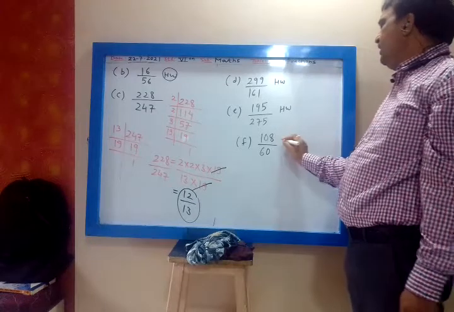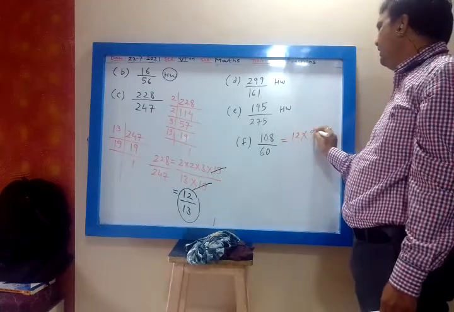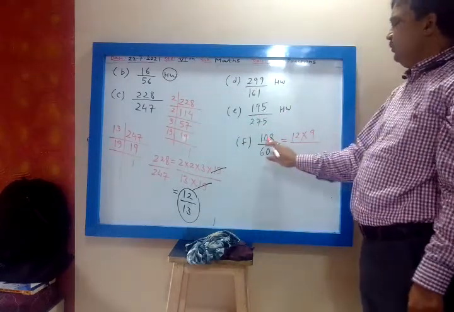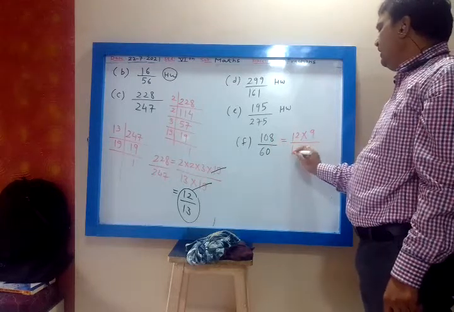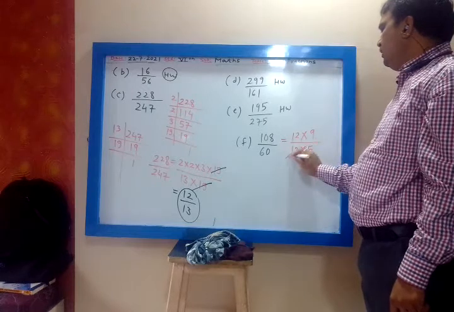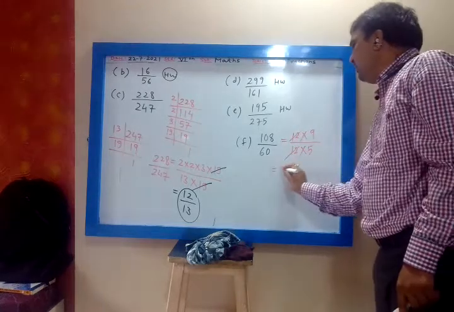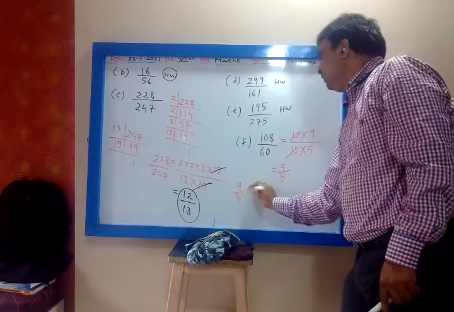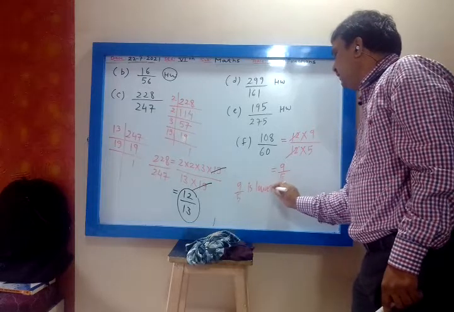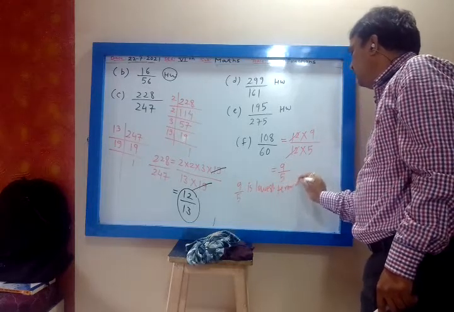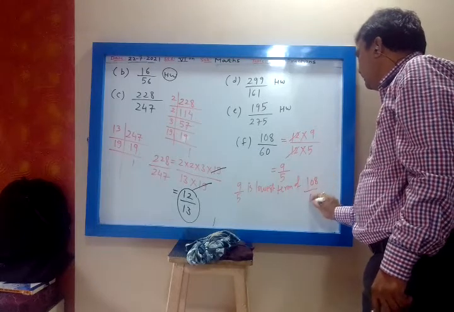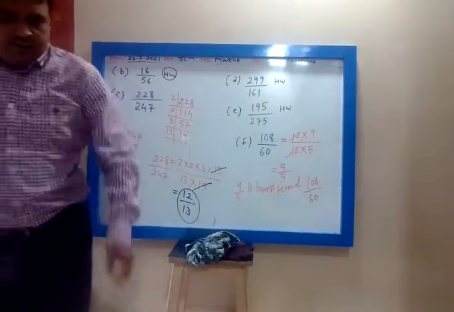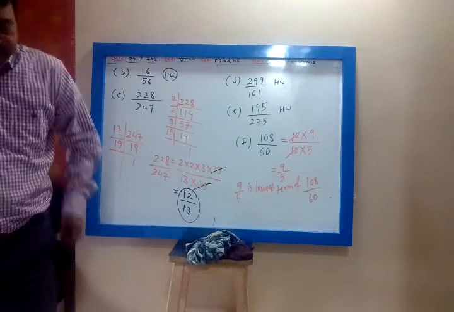So 108 I can write 12 into 9. In this way. 108 I can write 12 9s are 108, and 60 I can write 12 5s are 60. 12 gets cancelled. What is left? 9 upon 5. So 9 upon 5 is the lowest term of 108 upon 60. So you should be thorough with the table up to 15.